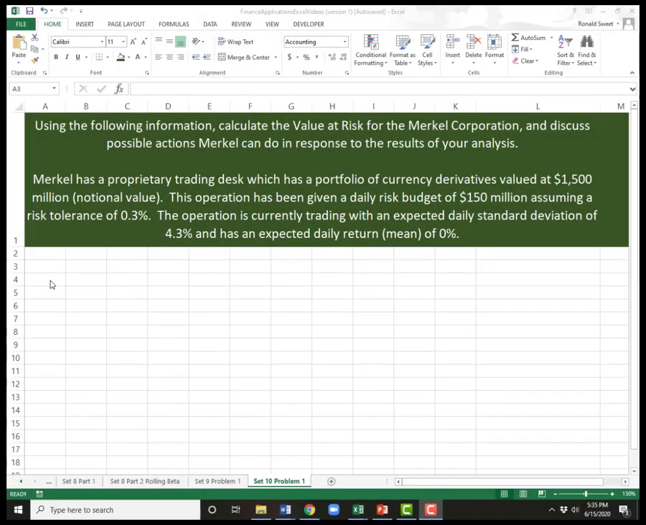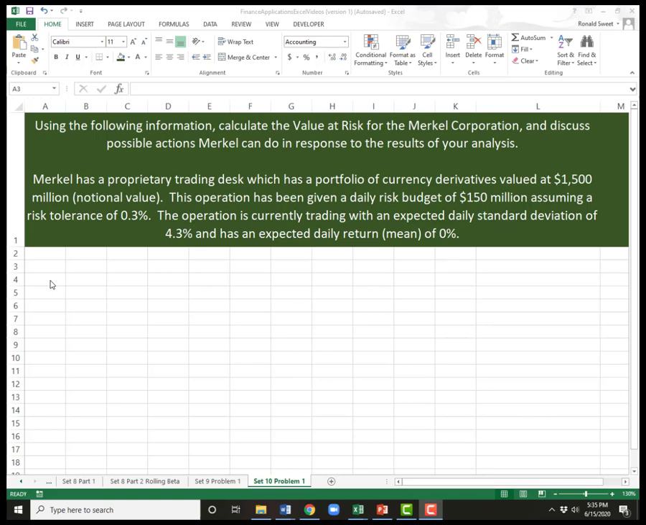This is our final financial application. It's probably the most straightforward one because it's just a matter of plugging some numbers in. So as you work this problem, I really encourage you to step back and think, is this a good way to manage risk? We'll talk some about it in class.